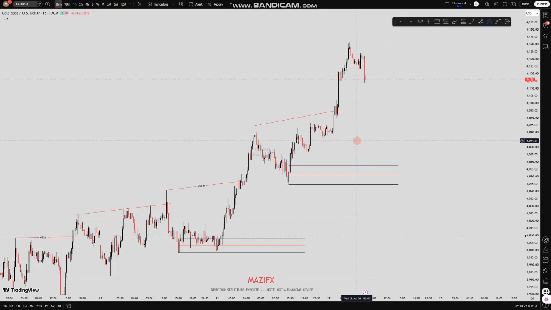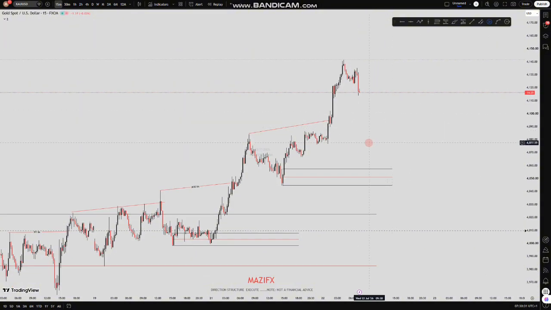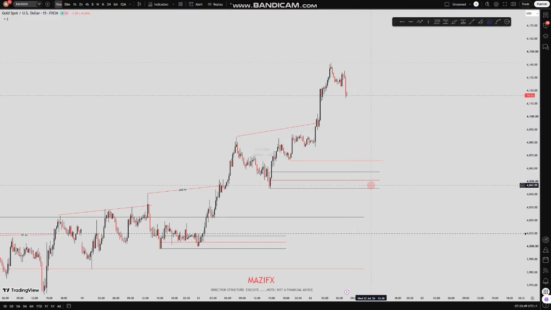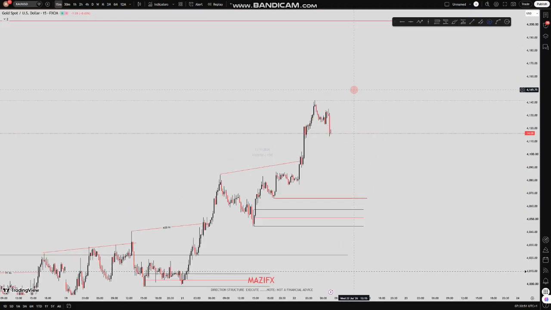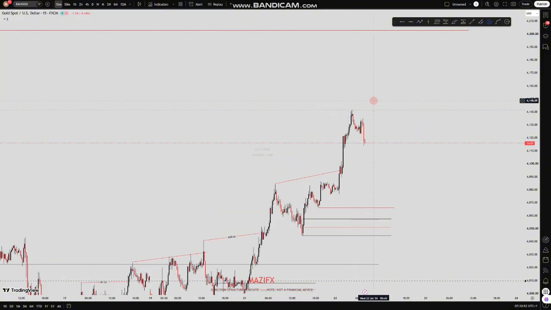Not a high probability setup for me, because something is actually missing. Price took liquidity, but the liquidity is not enough for me. But I'll be expecting price to use here as inducement to induce traders to come into the zone, do whatever it wants to do. Then we continue the buy to this point.